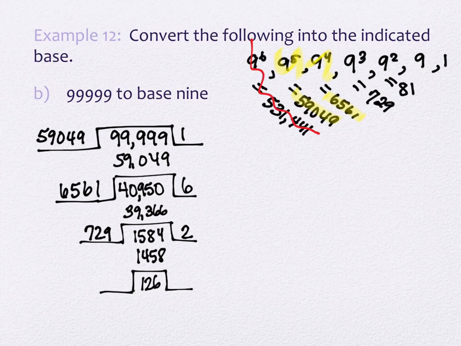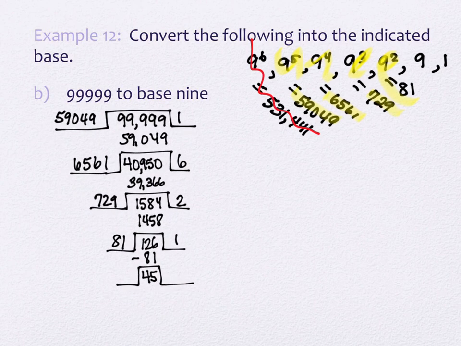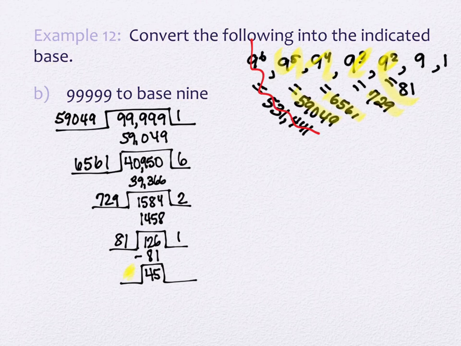All right. Did the 729. What will we divide by next? 81's next. How many 81s are there in 126? 1. So we'll subtract our 81. And when we do that, we get what? 45. And what will we divide by next? 9. 9 goes in 5 times. 5 times 9 is 45. Subtract and I get 0.